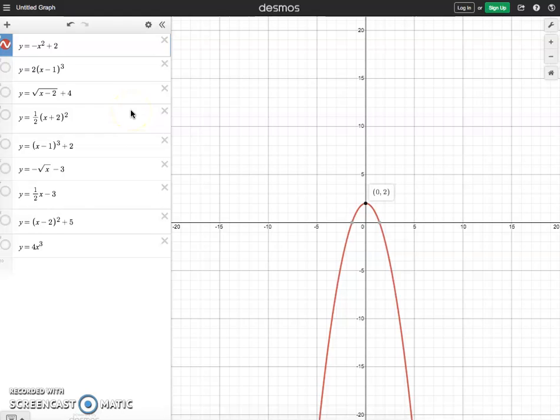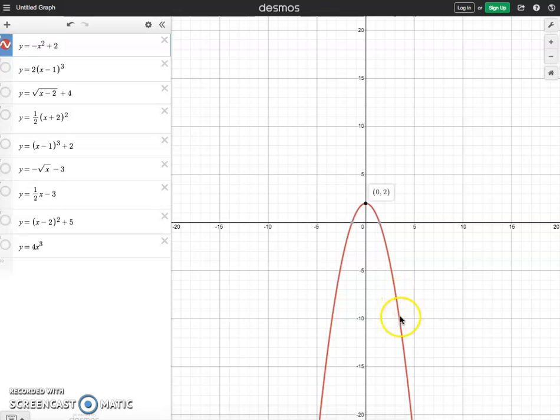Everyone, I received multiple requests to go over domain and range once again. So I would like to take a look at numbers 33 through 41 on your quiz review worksheet. Starting with number 33, we have the equation y equals negative x squared plus 2.